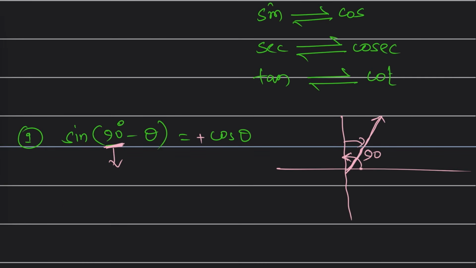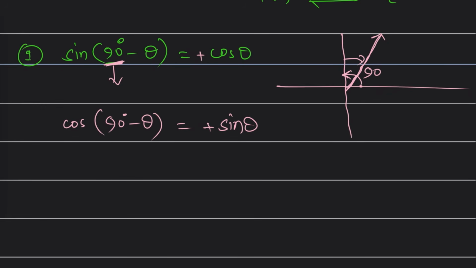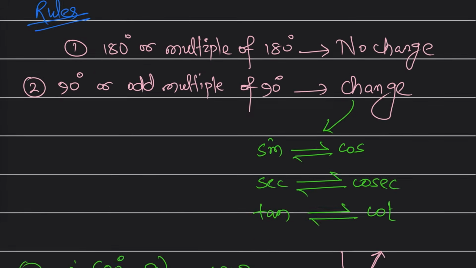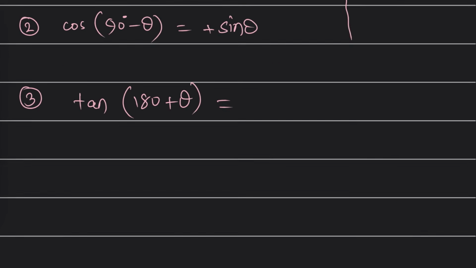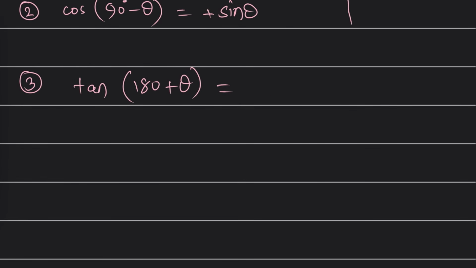Similarly, if I ask you cos of 90 minus theta, what about this? 90 means change, so simply you will change cos to sine. 90 minus theta, in which quadrant? First quadrant, so it is also positive. Now, sir, let me ask another question. If I am asking you tan of 180 plus theta, tell me, sir: 180, change or no change? See rule number 1, no change. It means I am not going to convert tan to cot. It will be tan itself.